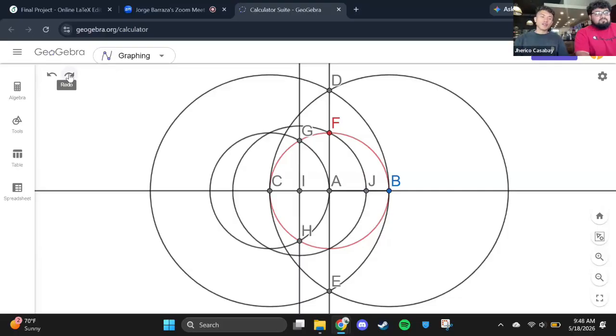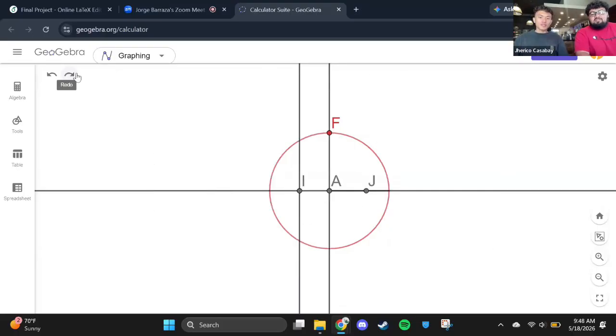I want to note that this length from F to J is going to be the length of all our line segments for the regular pentagon. So now we're going to construct a circle with F being the center of the circle and J being a point on the circle. And also this is technically arbitrary.